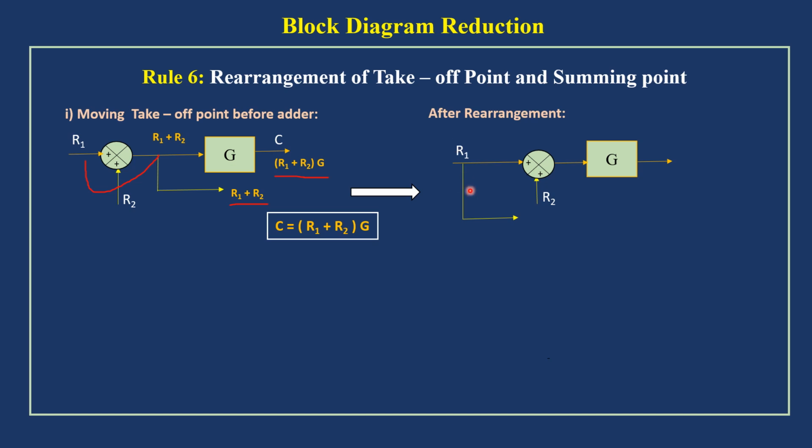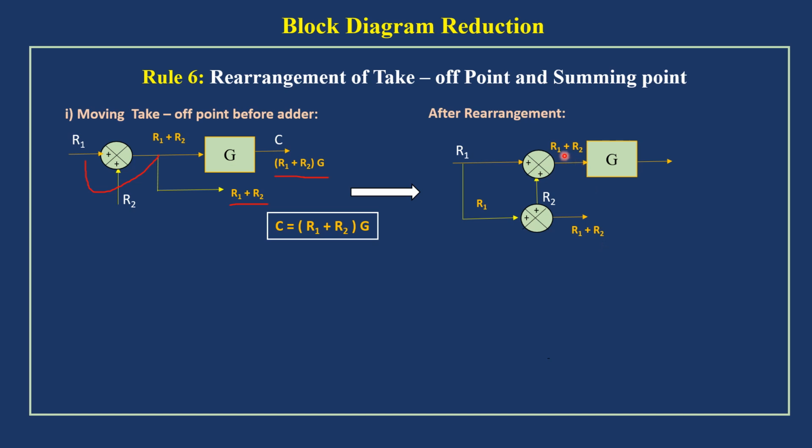If we take the takeoff point from the input signal flow, the output of the takeoff point will be equal to R1 only. But we should get R1 plus R2. So the R2 signal should be added. For the addition of signals, we can include one summing point to add the signals R1 and R2, to get the output as R1 plus R2.